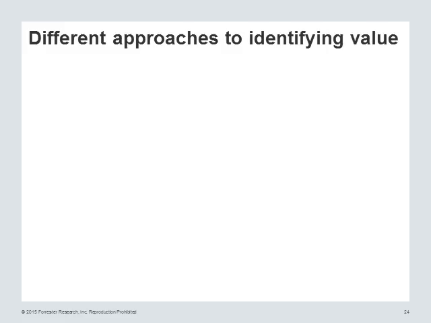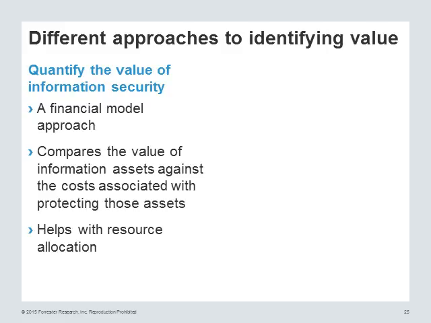Okay, so with that, I'm going to keep the train moving here. So, different approaches to identifying value. And there's other ones out there, but these are two that I wanted to point out today. And one of them is to quantify, really get these numbers around the value of information security for the organization. And this is more of a financial modeling type of approach where you're comparing the value of your information assets, so your data, against the costs that are associated with protecting it.